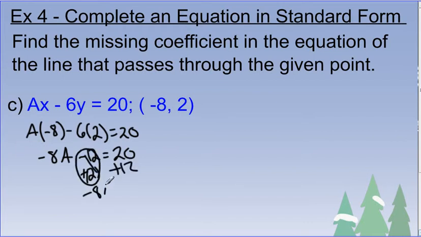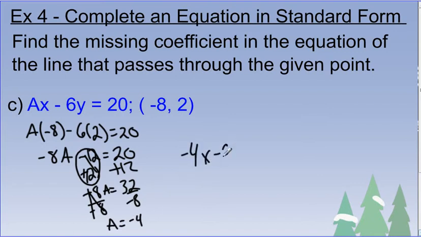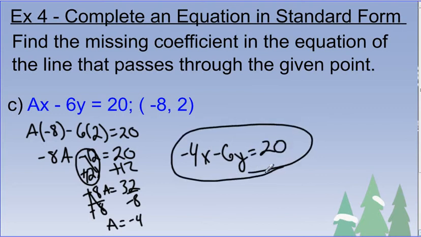Negative 8A equals 32. The way we get rid of a times by negative 8 is we divide by negative 8. Both the negatives cancel and the 8s cancel. A equals a negative 4. So now we plug that back in. We get a negative 4x minus 6y equals 20. That is our equation in standard form. And we're done.